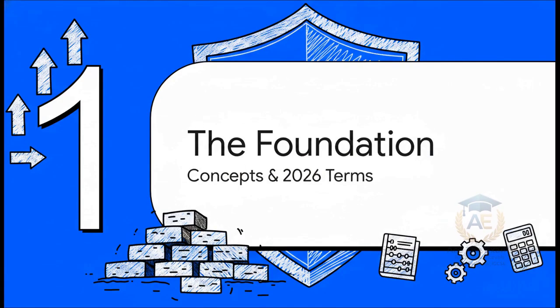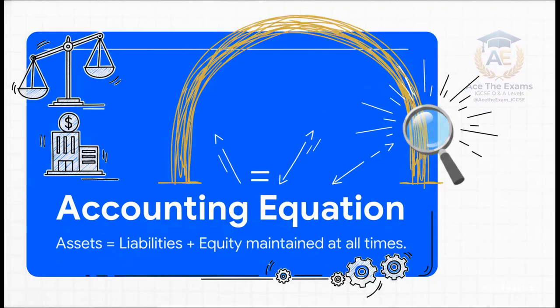Okay, kicking things off with part 1, the foundation. These are your absolute non-negotiables. Let's start with a quick concept recap. You absolutely must understand the golden rule of accounting, the accounting equation. It dictates that your assets must equal your liabilities plus equity at all times during the fiscal period. You have to really grasp the duality of every single transaction and the business entity concept.